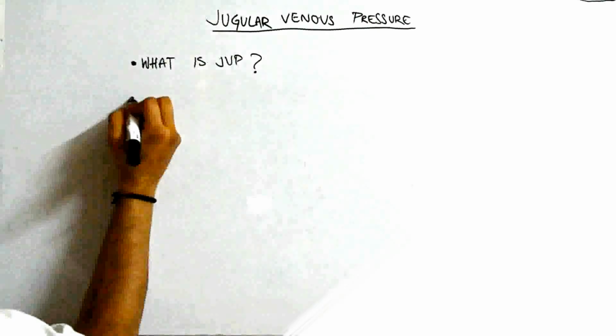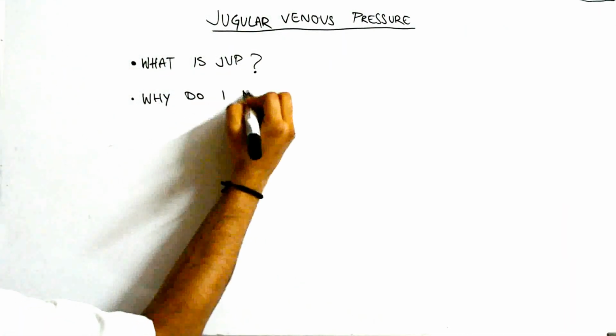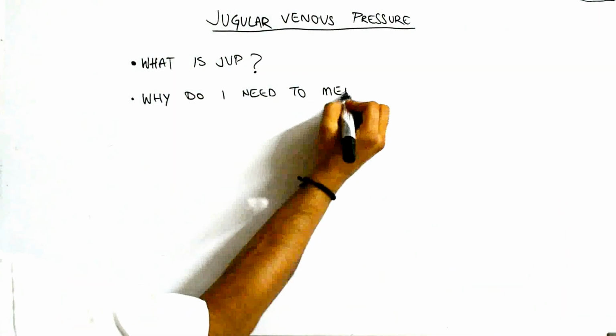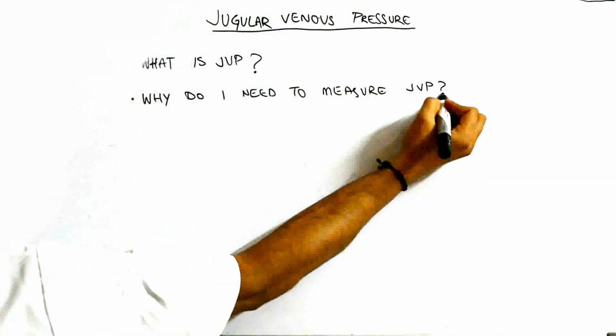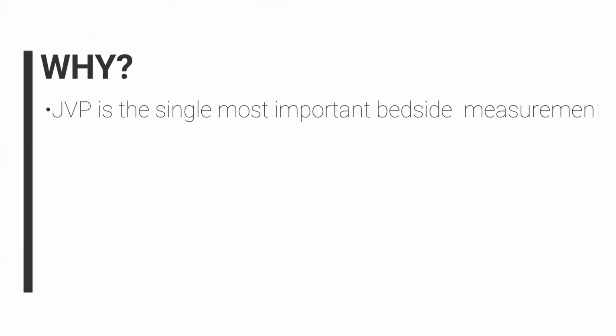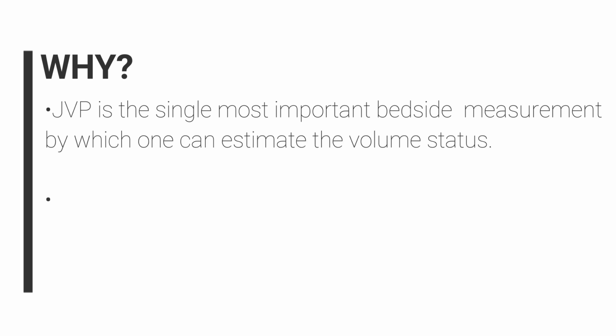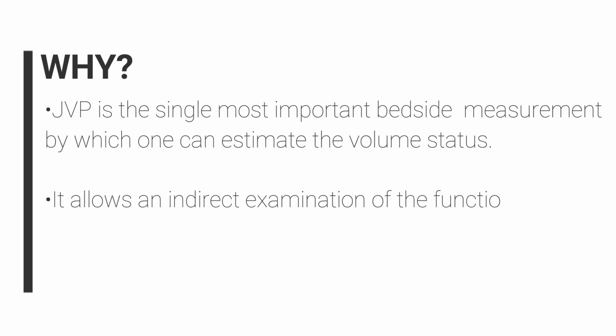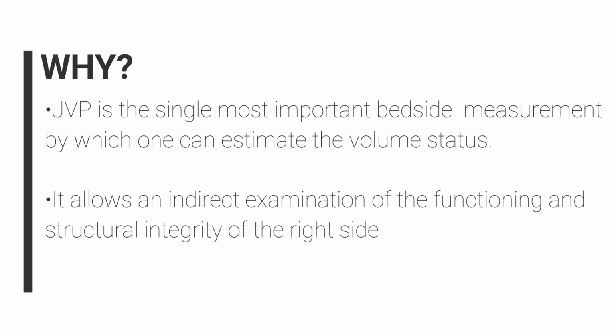The second question you need to ask yourself is why? Why do I need to measure the JVP? Why is it important? So 2 points. First one, it is the single most important bedside measurement by which you can estimate the volume status in a patient. The second one is that you can evaluate the right side of the heart, both its functioning and structural integrity by examination of the JVP.